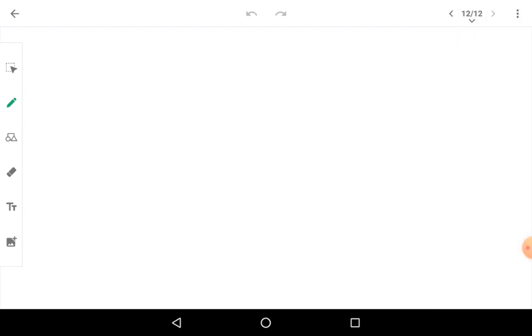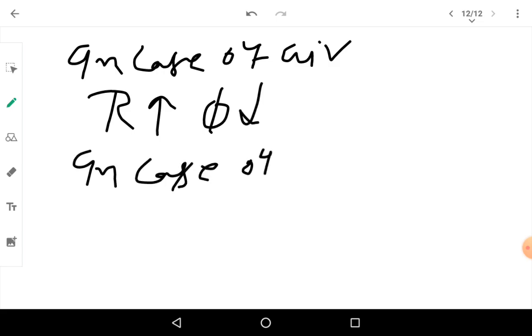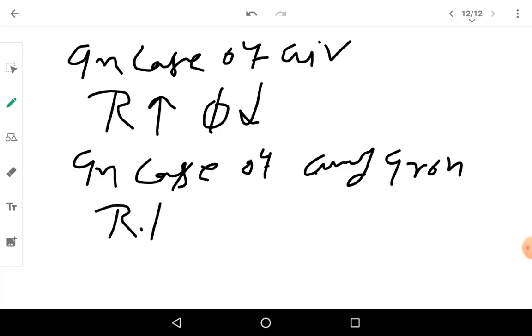In case of air, the reluctance will be higher. In case of air, the reluctance is higher, so flux will be lower. And in case of any iron, reluctance will be low, so flux will increase.